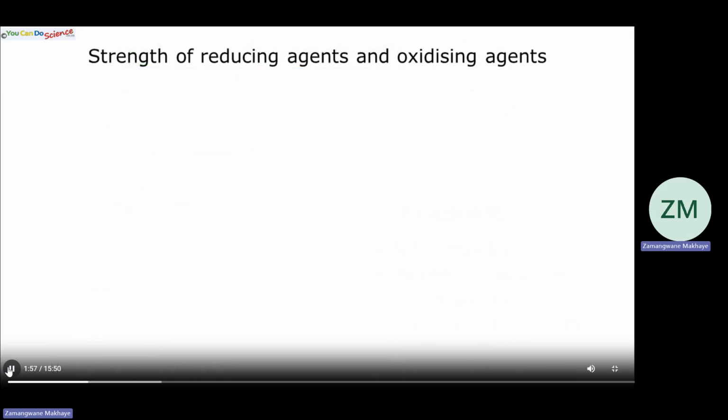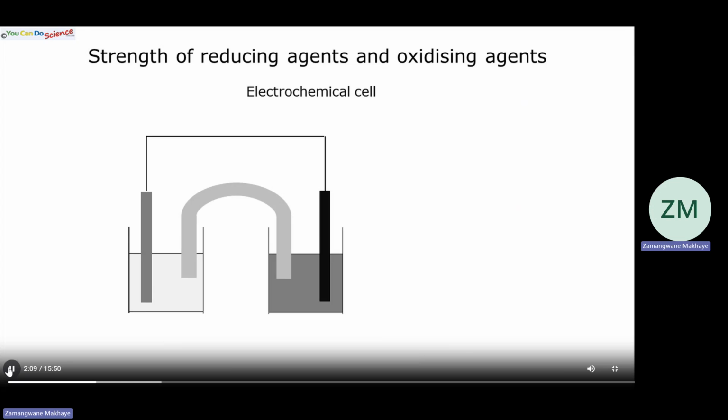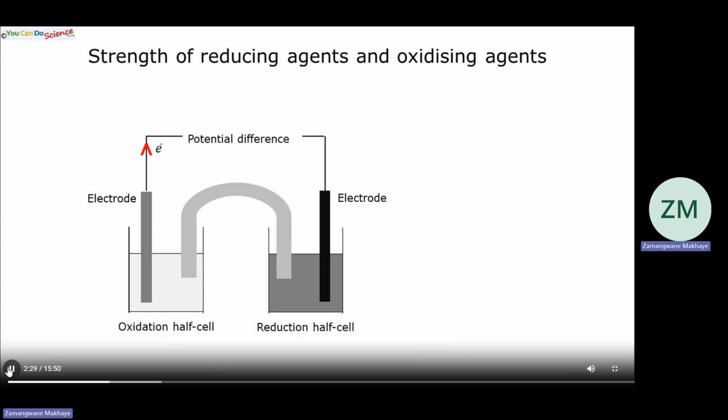The strength of the reducing agents and oxidizing agents differ, because the ability to attract electrons or to give off electrons differ. To compare the strength of reducing agents and oxidizing agents, an electrochemical cell is used, where the oxidation half reaction and reduction half reaction takes place in separate cells. Electrons move through the external circuit from the one electrode to the other electrode, because there is a potential difference between the two electrodes. A galvanometer is connected into the circuit to measure the cell potential, or EMF.